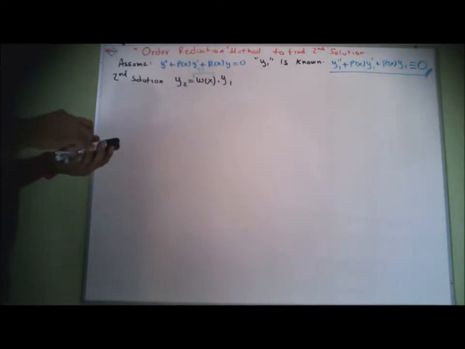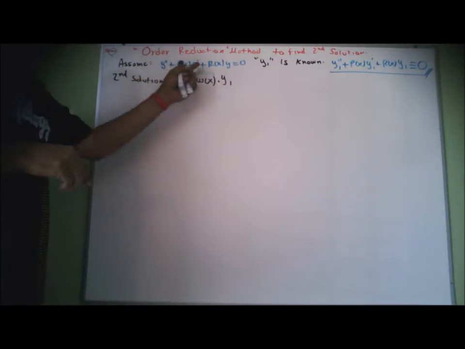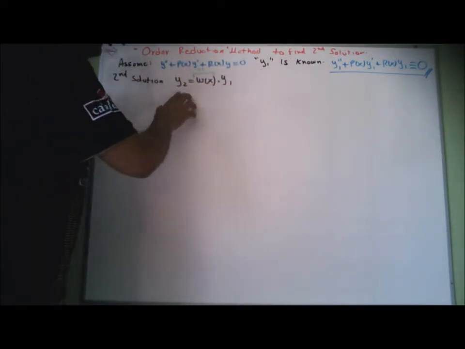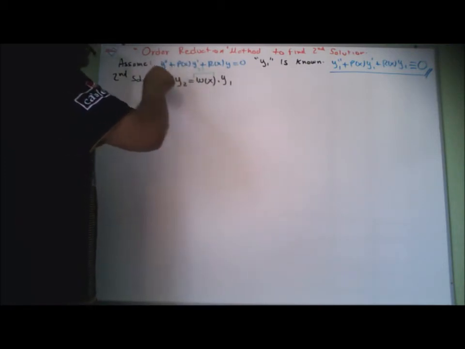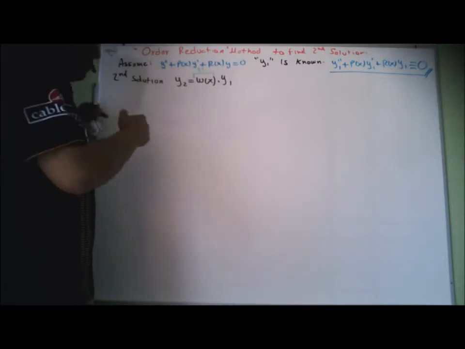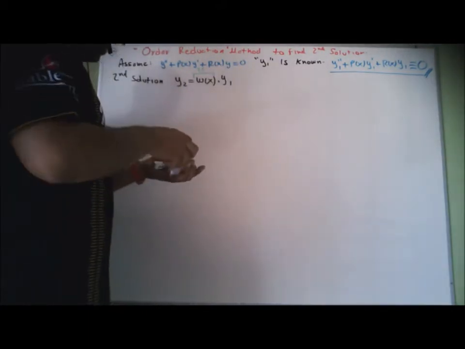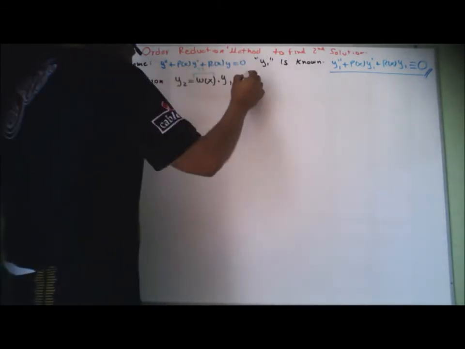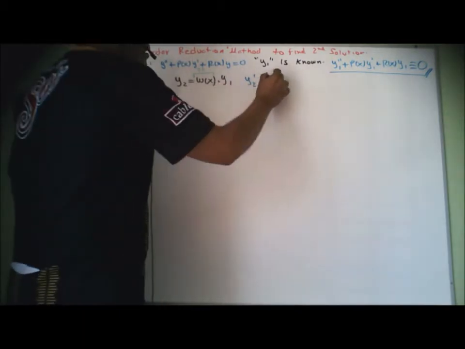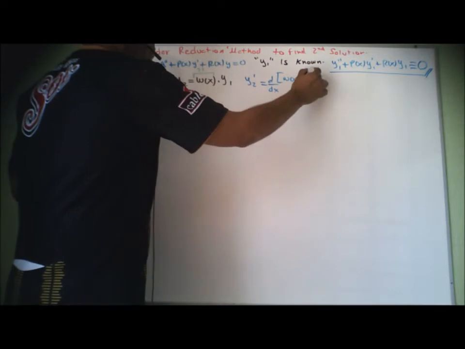Okay. So if this is a solution, then if we replace it in the differential equation, it should be equal to 0. So let's do it. But in order to plug it into this differential equation, we have to find the first derivative and the second derivative. So let's do it. y2 first derivative is going to be the derivative with respect to x of w of x times y1.